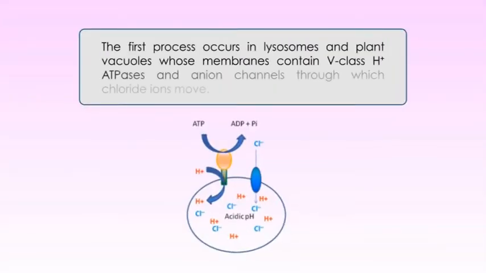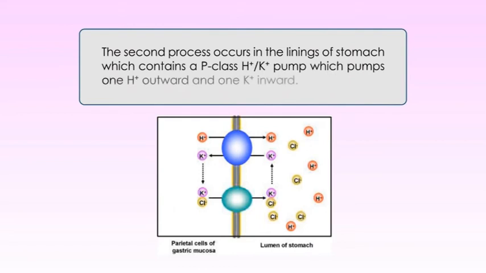The first process occurs in lysosomes and plant vacuoles, whose membranes contain V-class hydrogen ion ATPases and anion channels through which chloride ions move. The second process occurs in the linings of the stomach, which contain a P-class hydrogen-potassium pump, which pumps one hydrogen outward and one potassium inward.